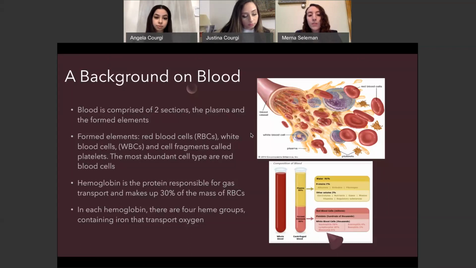Embedded within the center of each of the chains is a functional group called heme. Heme groups contain iron, which binds to oxygen and allows it to be transported within red blood cells. Because there is a lot of hemoglobin in red blood cells, and each hemoglobin contains 4 heme groups, there is a really high capacity for gas transport in the blood.